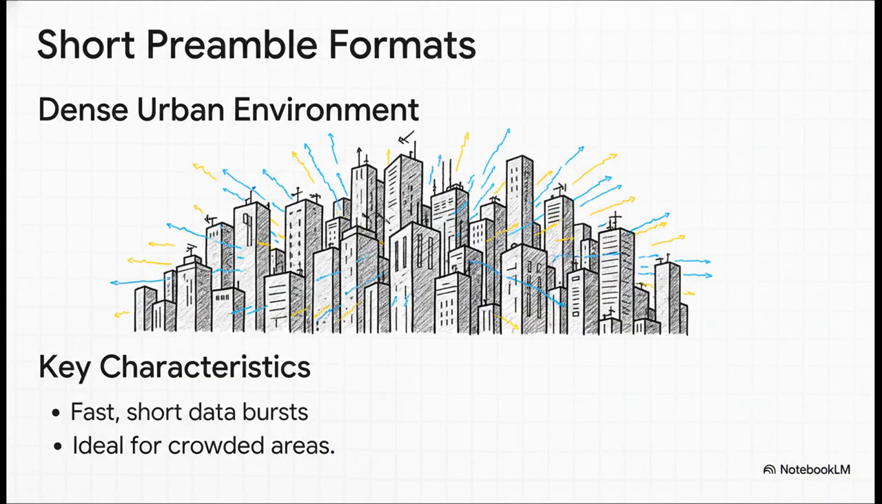And then you've got the short preambles. These guys are the sprinters. They are all about speed and flexibility. They're transmitted incredibly fast using these super compact signals. That makes them perfect for crowded cities with tons of users, and they are absolutely essential for making that super high-frequency millimeter wave 5G work at all.